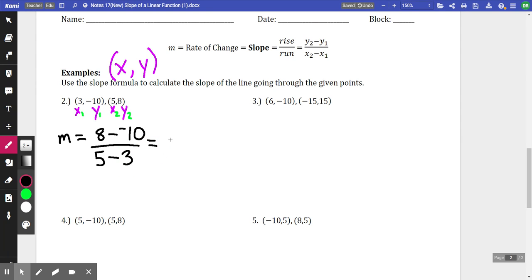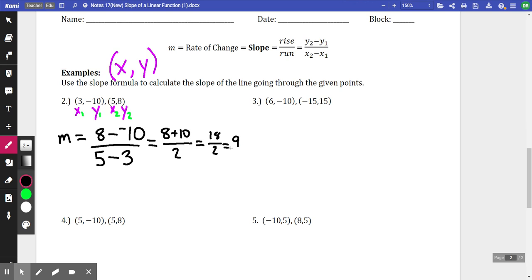So now I need to evaluate. And feel free to type this into Desmos and have Desmos evaluate this for you. But if you take 8 minus negative 10, that's really the same thing as taking 8 plus 10. Over 5 minus 3, well, that's just 2. So 8 plus 10 is going to give me 18. Divided by 2, that's going to give me a slope of 9.